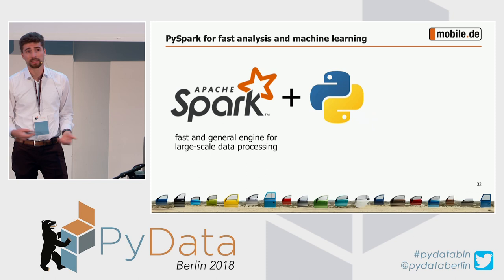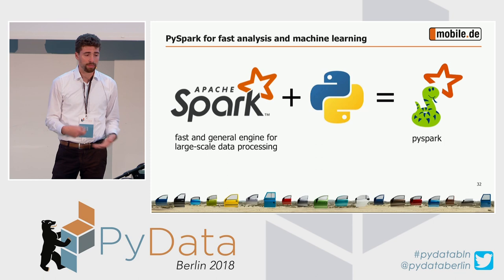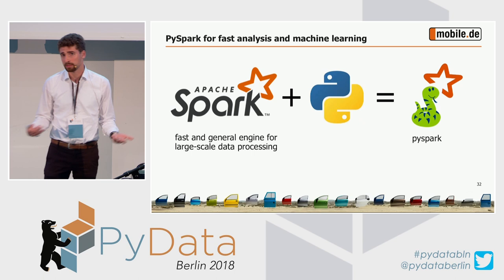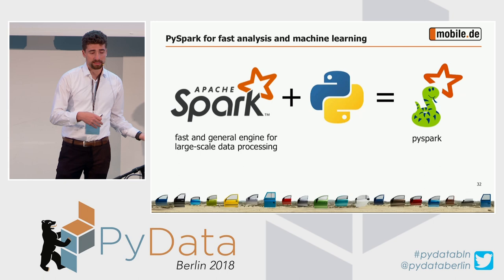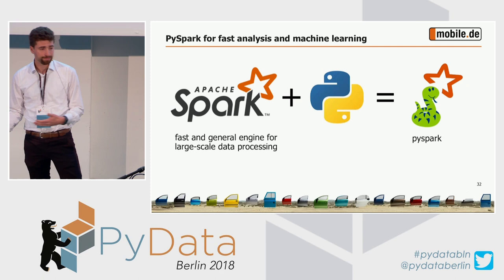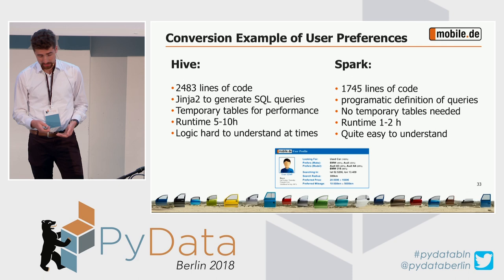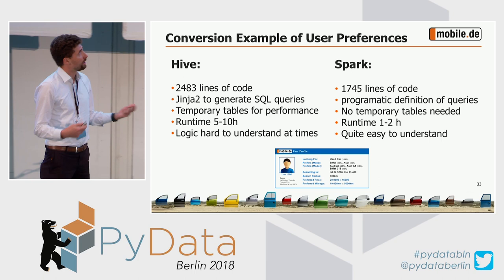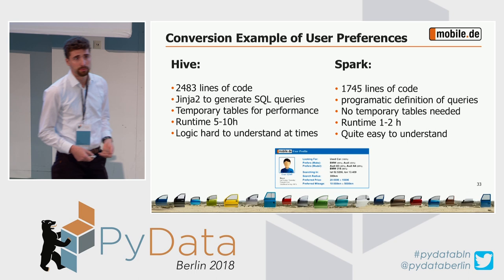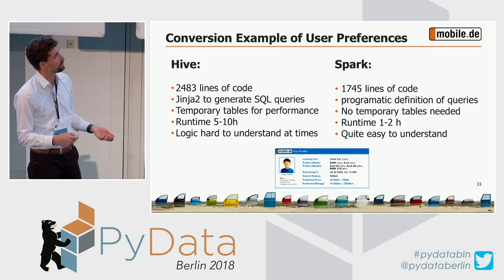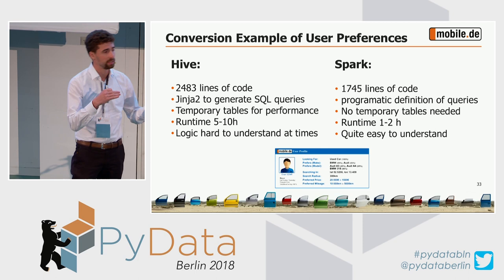for accessing Spark. Together, it's called PySpark, and we were looking into this and decided, okay, that's the way for us to go. We can actually start migrating a lot of our use cases from Hive to Spark and then get the many benefits. To show you one, for instance, the user preferences that we heard about, we did a migration and we had a lot of benefits. First of all, we could dramatically reduce the lines of code. We went from 2,500 lines of code to 1,700. And this also included new features, so it would be a lower number if we had stayed on the same feature set.